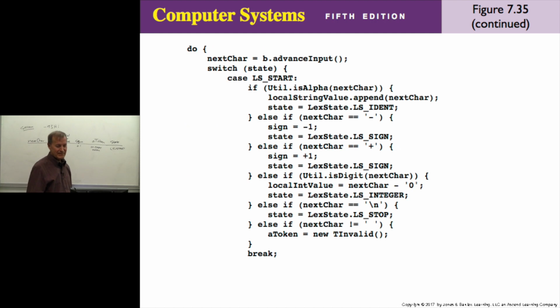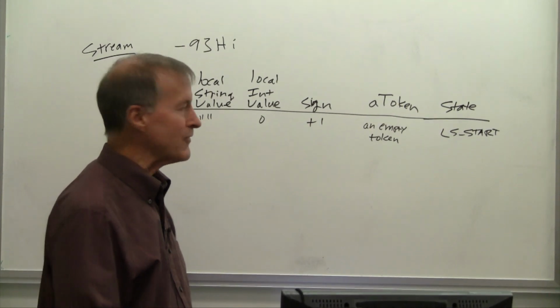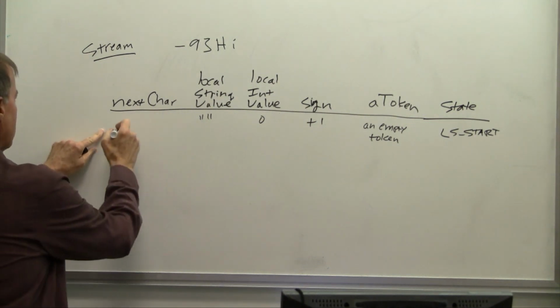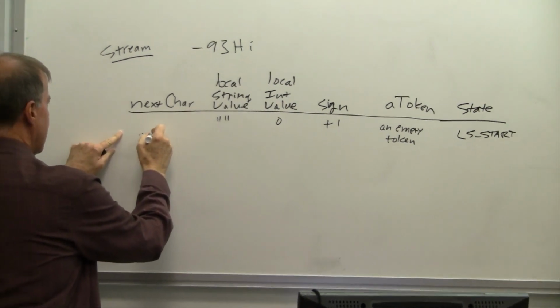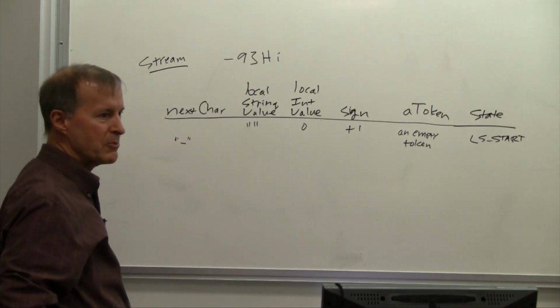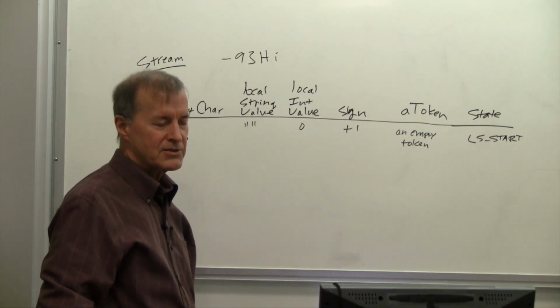Okay. All right. So here we go with our trace. nextChar gets what? b.getNextChar. Now what is the lowercase b? That's the buffer. And we already saw how b dot advance input works. What will that return? If this is our stream, what will next char be? It will be the hyphen, because this is streaming from the buffer. Now, is everybody clear on that? Are we good? So there's a hyphen.